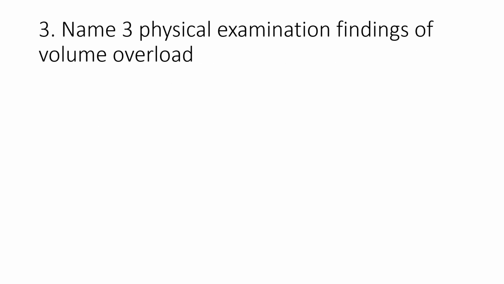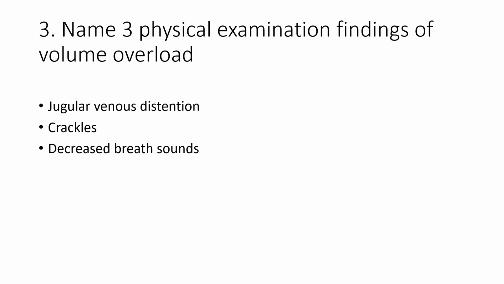Question number 3, name 3 physical examination findings of volume overload. That's right. Distension of the jugular vein in the neck, so jugular venous distension, crackles when a patient takes a deep breath in, decreased breath sounds suggestive of fluid around the lung or a pleural effusion, and finally, lower extremity edema.